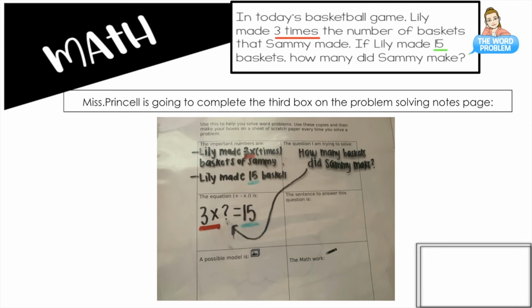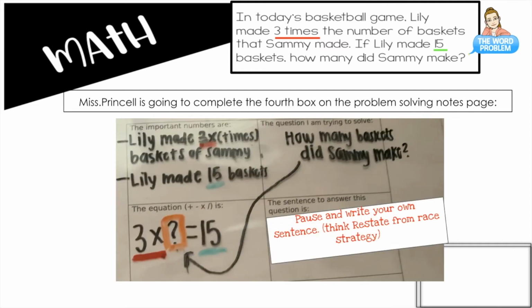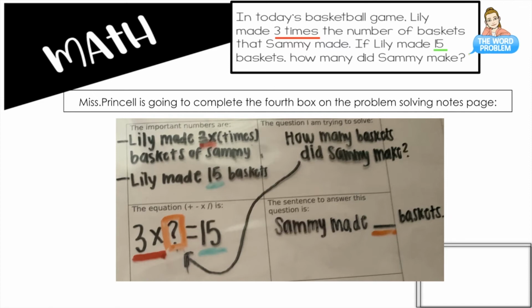Then you're going to move on and figure out the sentence to answer this question. That is when you want to think of your restate strategy, looking back at your question from box number 2 that says, how many baskets did Sammy make? How can you reword that into an answer form? So you want to pause here and try on your own and then be ready to see the answer. It says Sammy made blank baskets. And if you noticed, I used orange so that you understand that what we are looking for is that unknown number, the number of baskets. We do not know how many she made, and that is what we are trying to find.